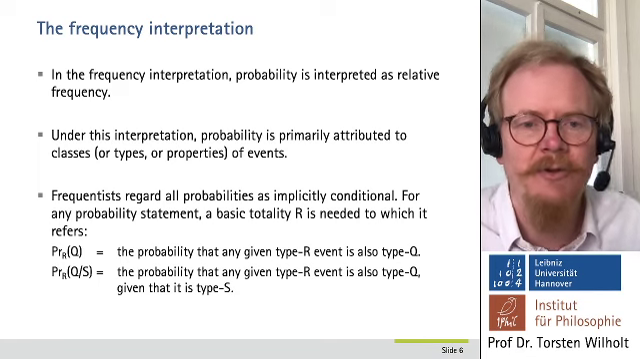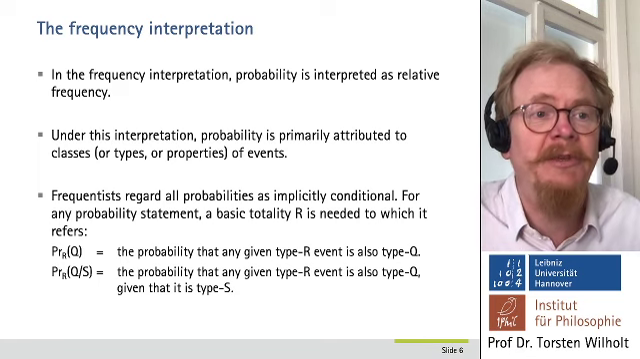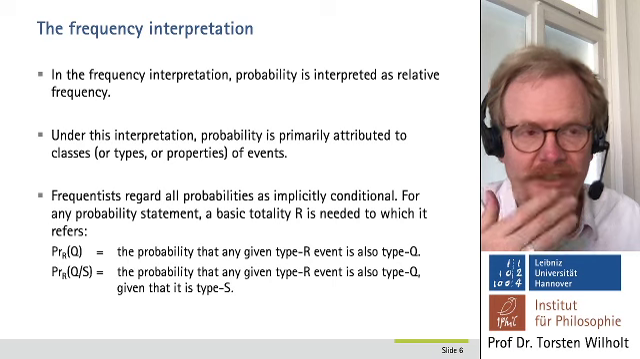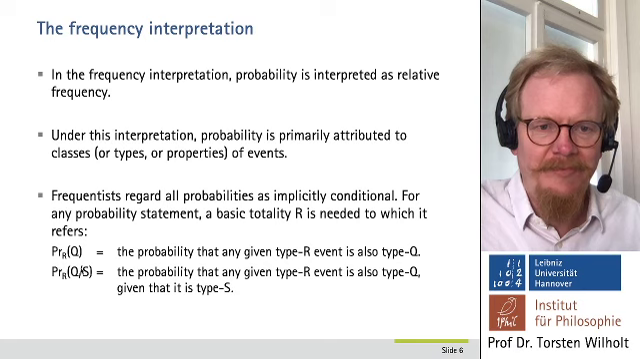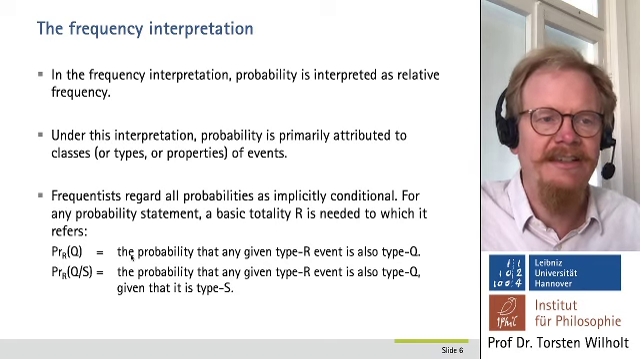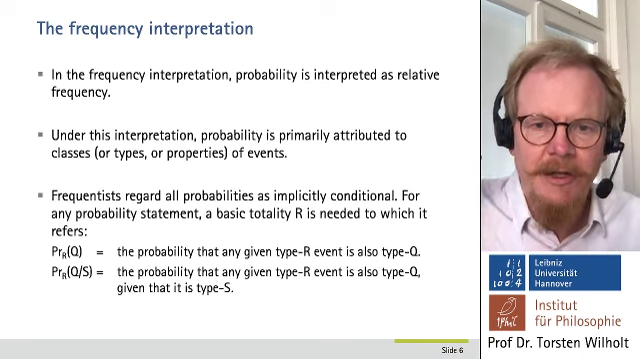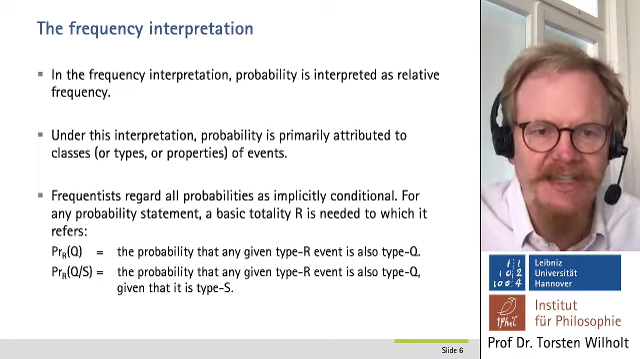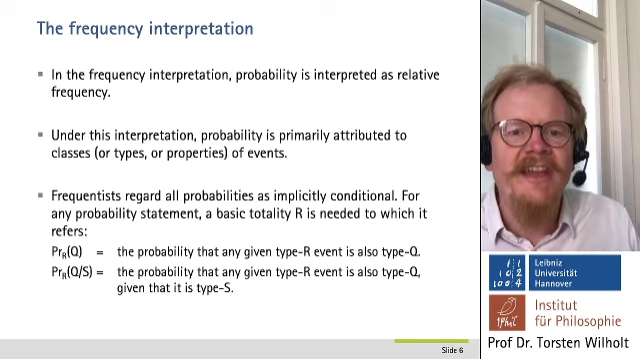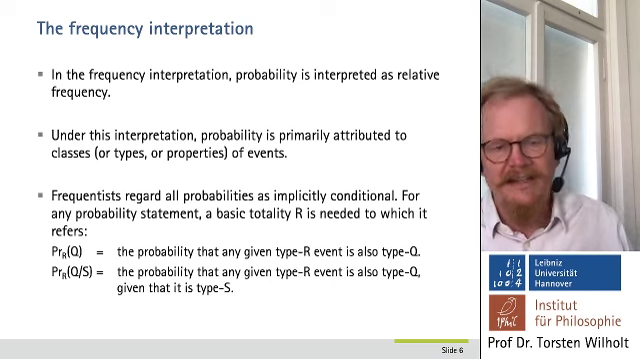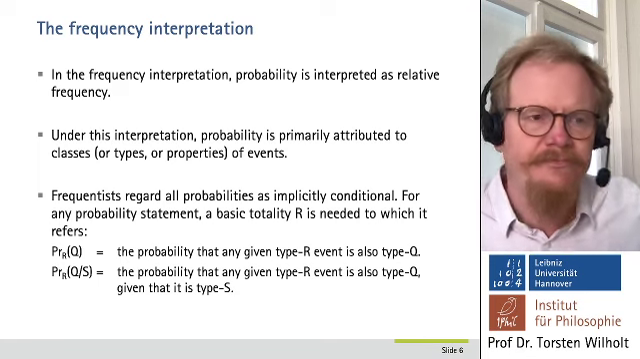You can then also have explicitly conditional probability statements, of course, but they are then in the frequency interpretation always doubly conditional, once conditional on the expressly adduced condition S here, and then also always, in addition, conditional on the basic totality R. So this, for example, would be the probability that any given type R event is also type Q, given that it is type S. Or you could also say any given type R event that is also type S is type Q.